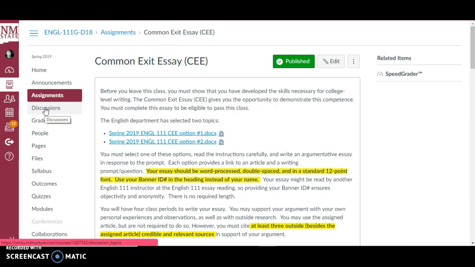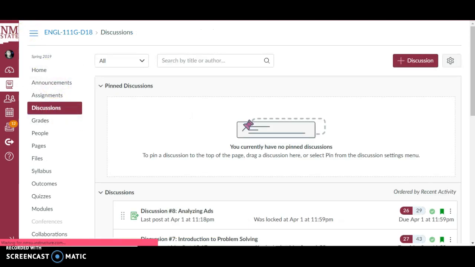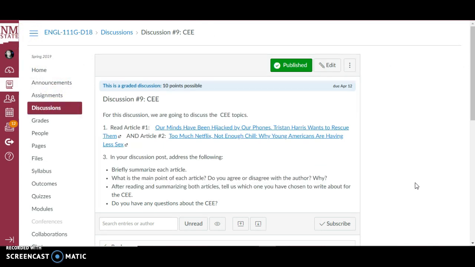One other thing that I wanted to mention is that this week's discussion is going to center on the common exit essay topic. So if we look at discussion number 9, it basically asks you to read both articles, and then it asks you to summarize the article, tell us what the main point is, and tell us which one you're going to write about. And of course, let us know if you have any questions about the common exit essay.